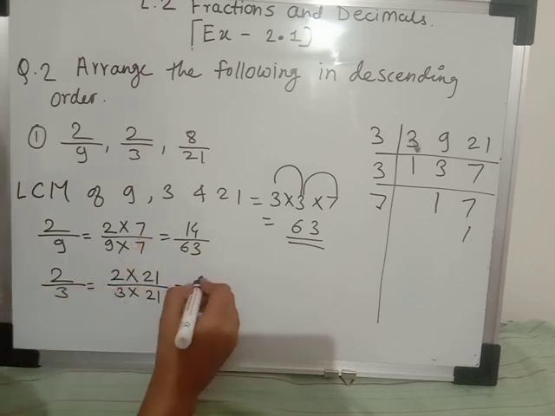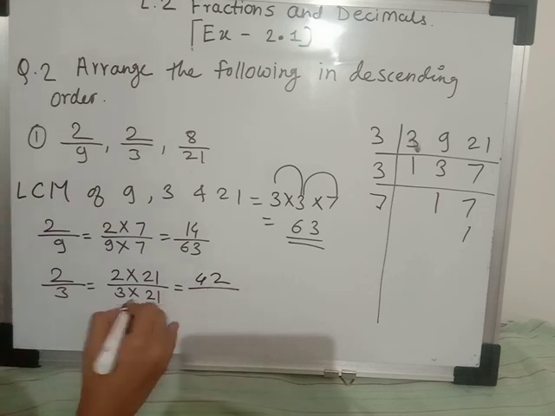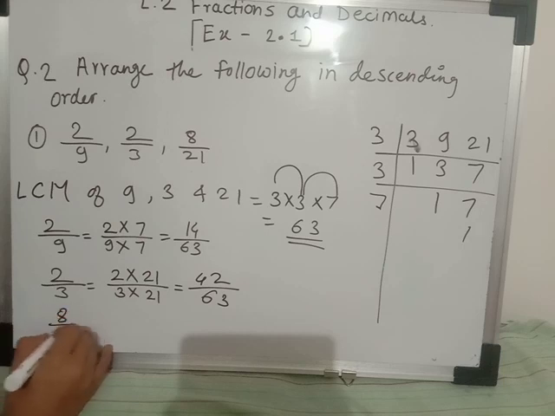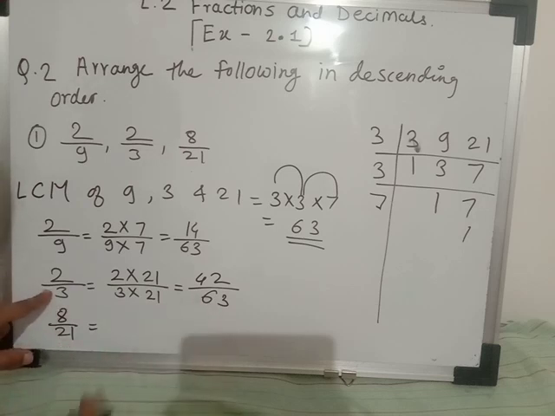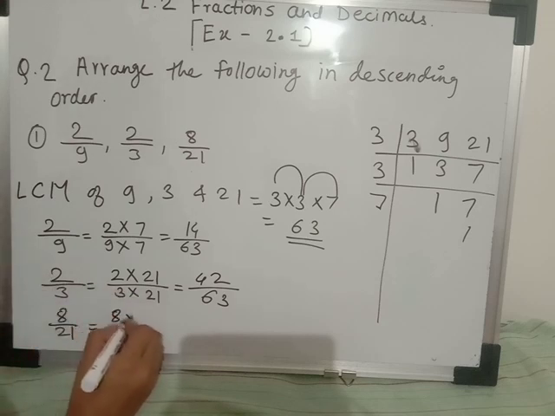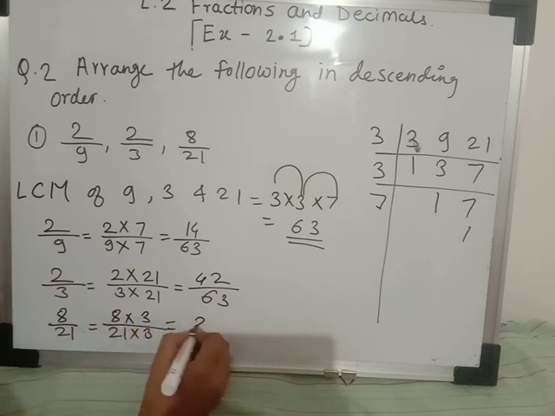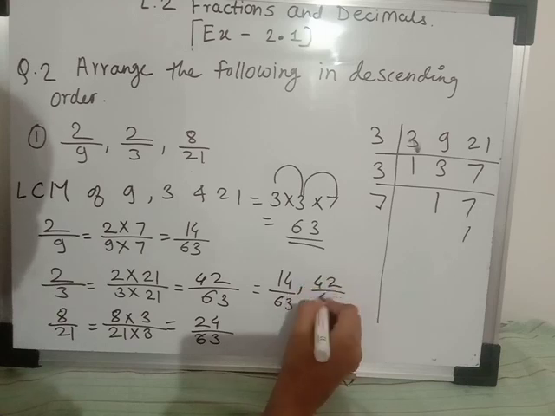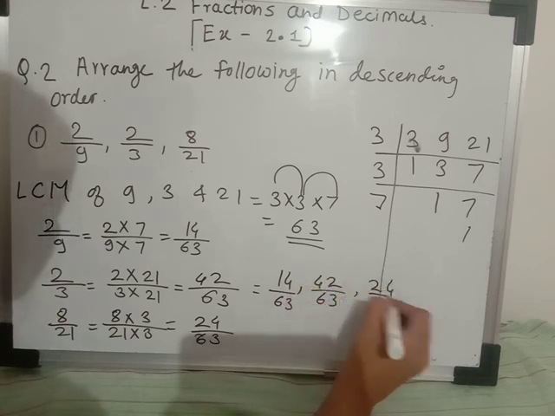Okay, so here 21 2s are 42 and here 21 3s are 63. So here we got the second fraction. Third fraction is 8 upon 21. Okay, so here 21 is there. Which number will I multiply with the 21 so I'll get 63, that is 3 only because just now we have seen. So 8 multiplied by 3, 21 multiplied by 3, 8 3s are 24 and 21 3s are 63. So here we got 14 upon 63, 42 upon 63 and 24 upon 63.